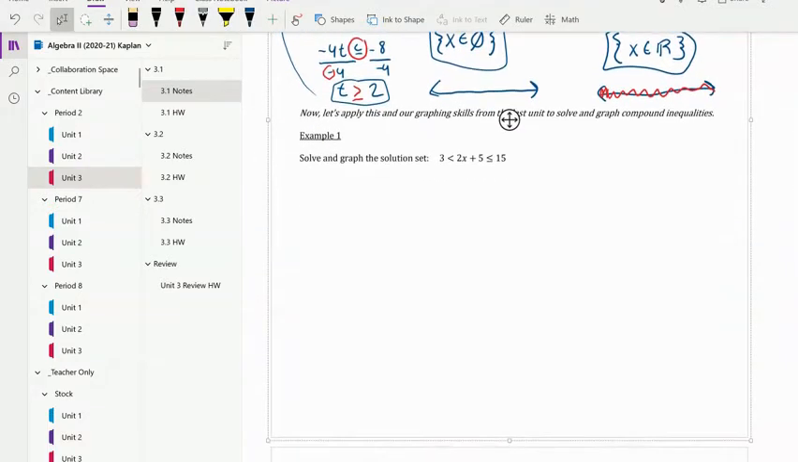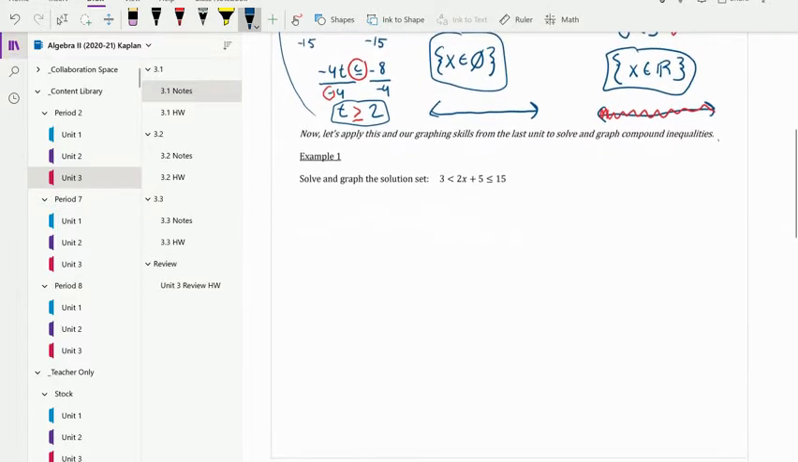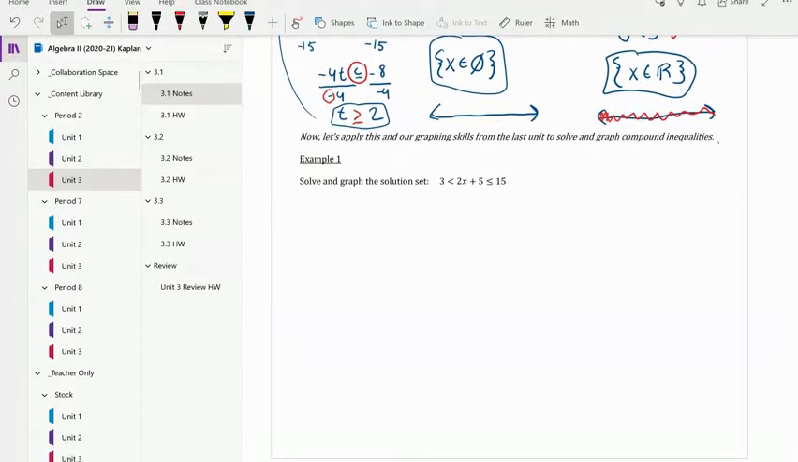Now let's move on to some new stuff. Now we're going to talk about graphing compound inequalities. So compound inequalities are the things that we talked about last unit, right? Your and and your or statements. So now we're going to talk about how to graph these before we start talking about how to solve these. And I'm going to give you kind of a step-by-step situation here, okay? So the first step is to actually go ahead and solve it.